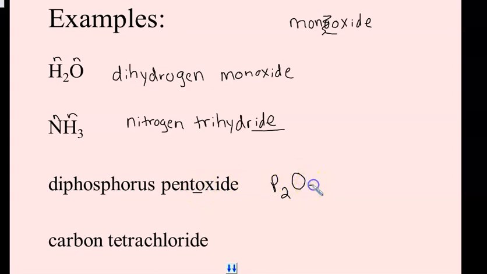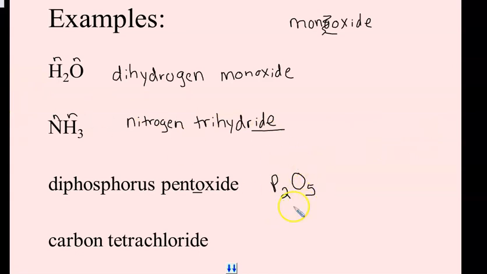So pentoxide, pent being 5. Don't swap them. You wouldn't reduce them either. If it had been tetraoxide, you would write it just like that. So you don't reduce these. You only reduce for the ionic compounds, and the ionic compounds are called formula units.